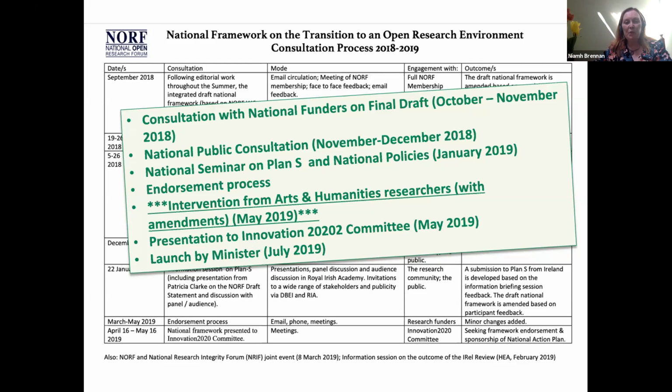A lot of early career researchers in there, and a lot of very worried people, especially from arts and humanities, coming in there. And after that, we went through an endorsement process. Just as we were about to publish it, there was a robust intervention, and I'm putting this mildly, from some very senior and important arts and humanities researchers who had very definite amendments to make. And I'll tell you what those were in a minute, because we listened to them and we put in everything that they asked for in this. After which we were able to present to Innovation 2020 and have a ministerial launch.